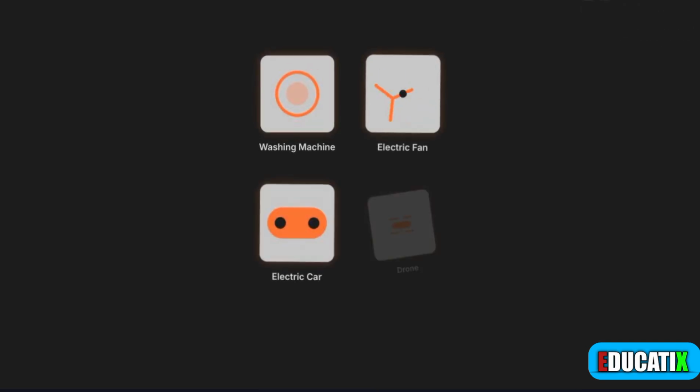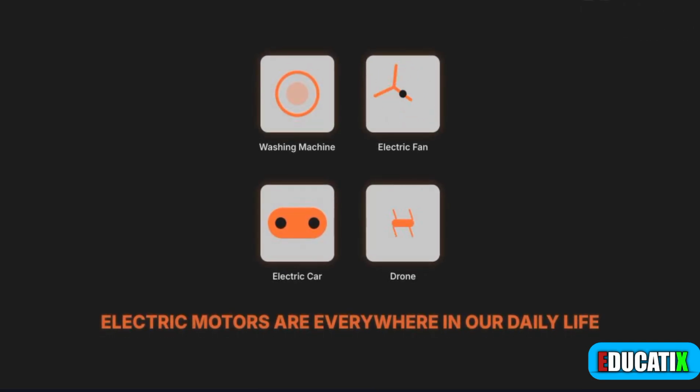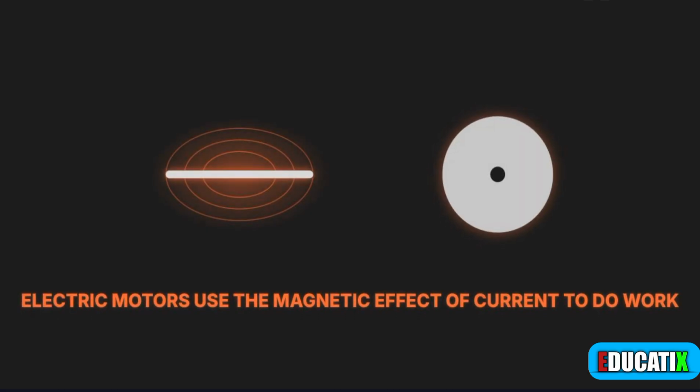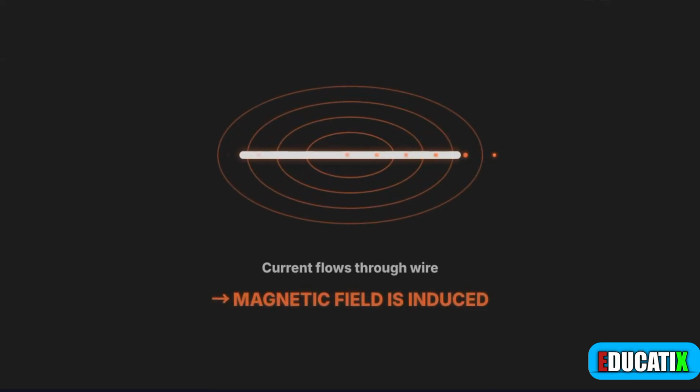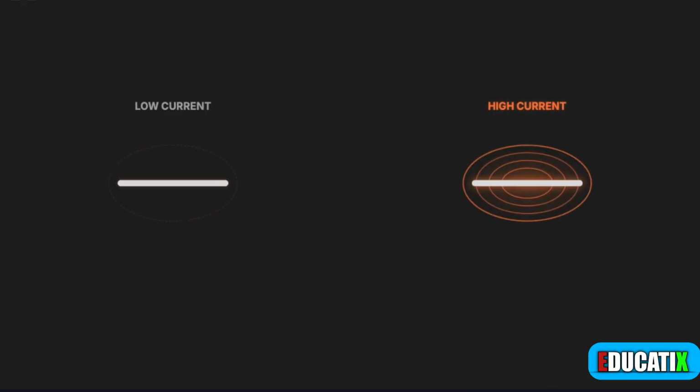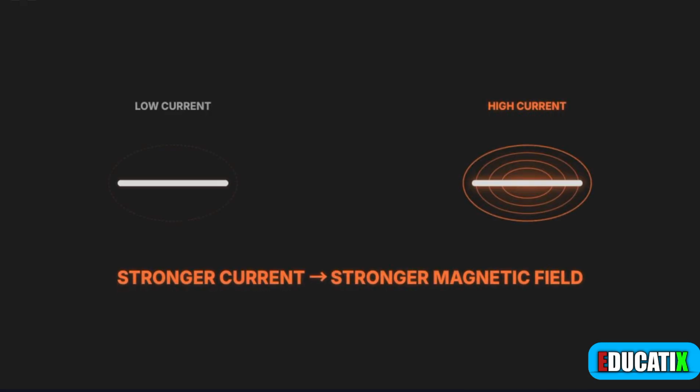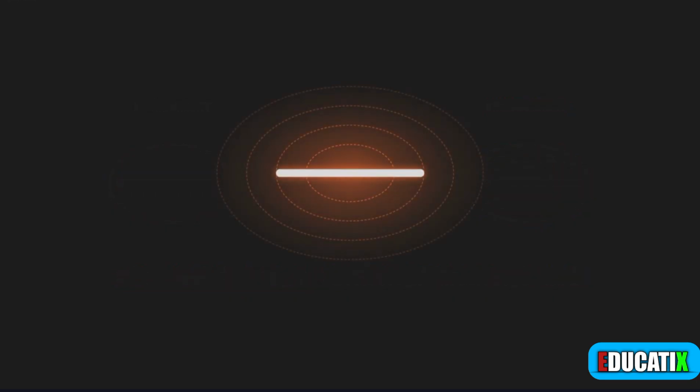Electric motors can be found in many areas of our everyday lives. Although there are various types, all of them use the magnetic effect of electric current. When current flows in a wire, a magnetic field is induced around that wire. The strength of the magnetic field thus generated depends on the intensity of the current flowing in the wire and the distance from the wire.